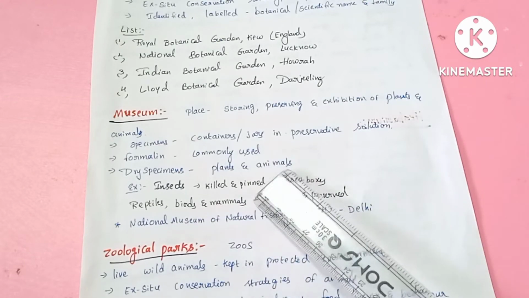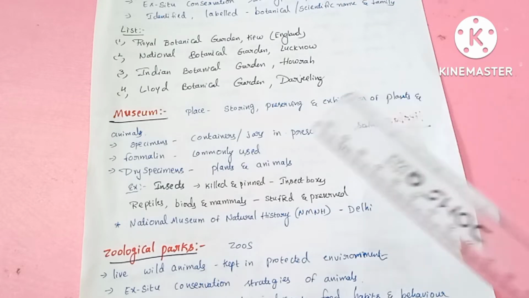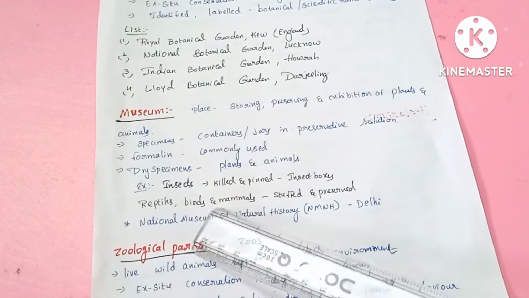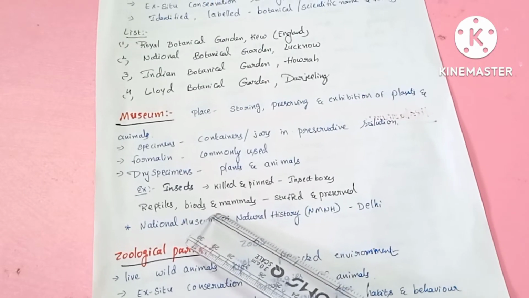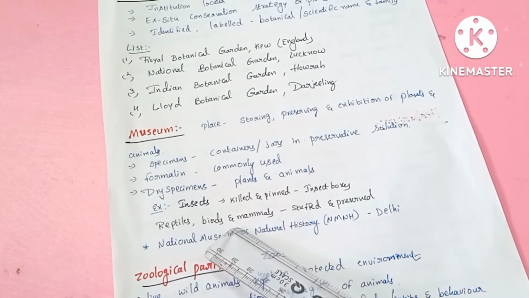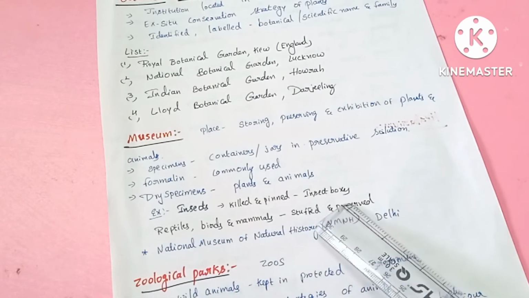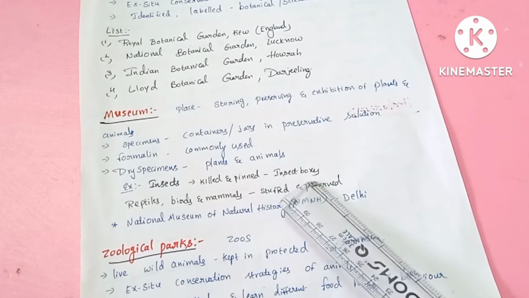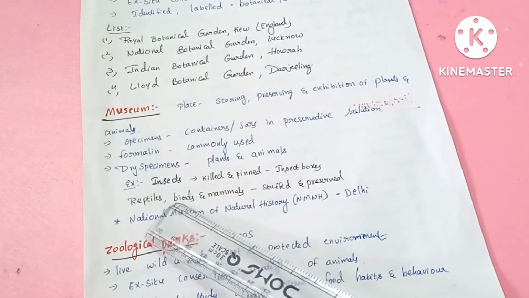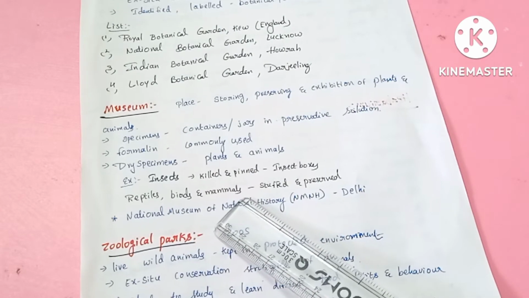And not only that, some of the plants and animals are also stored in the form of dry specimens. For example, insects. Insects are collected, killed, pinned, and kept in insect boxes, and some preservatives are used to stop spoilage. And some large animals like reptiles, birds, and mammals are also preserved by stuffing.